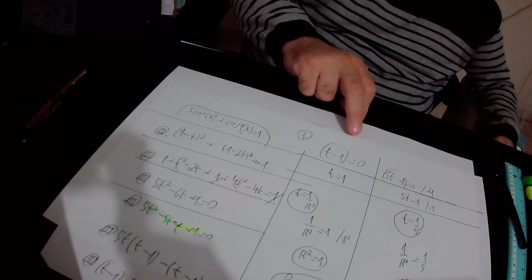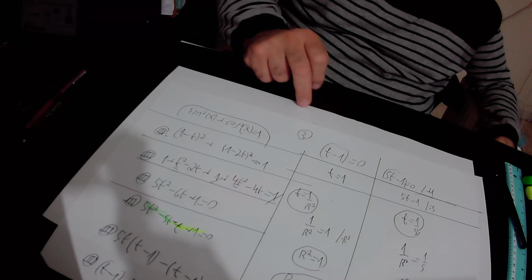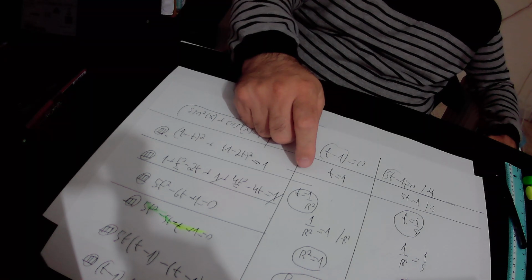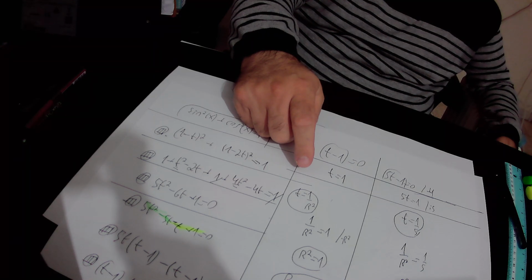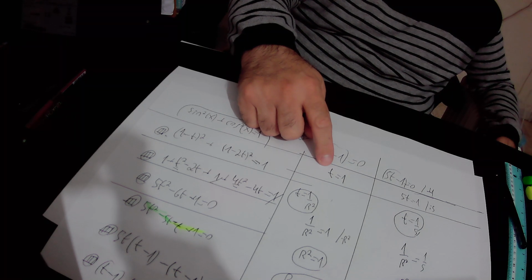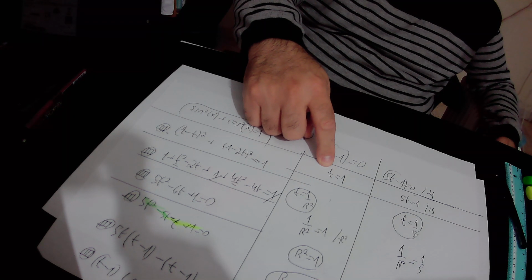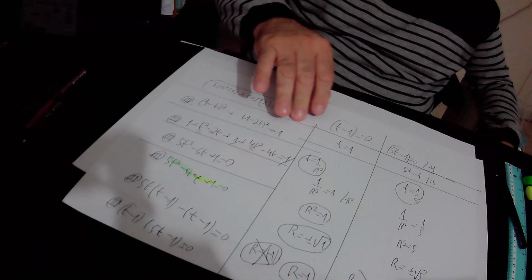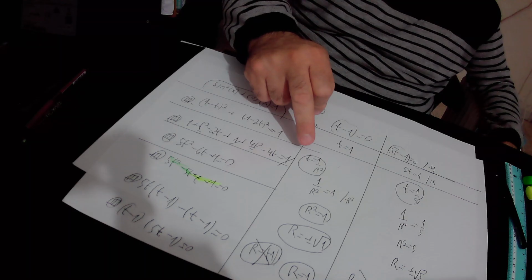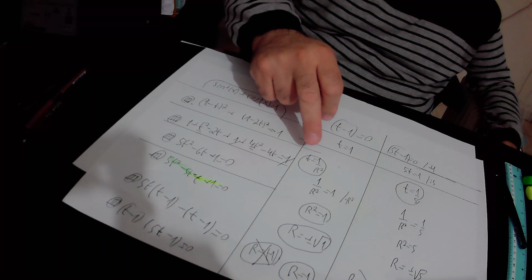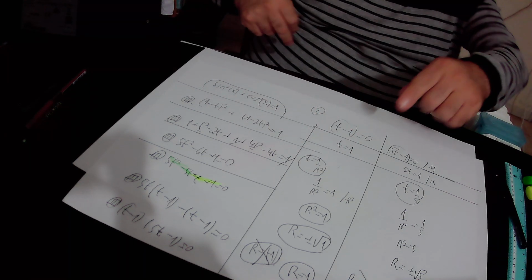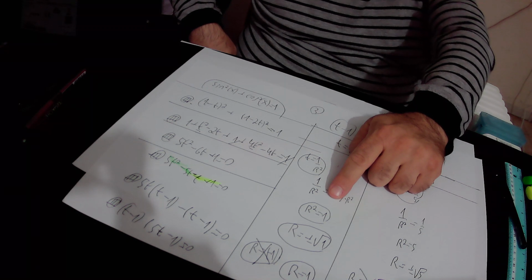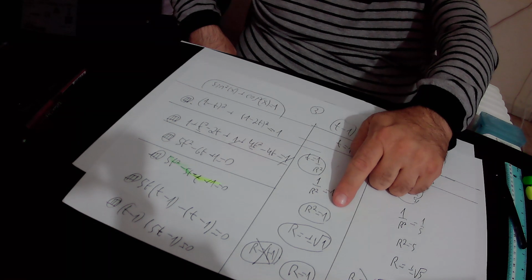So if t minus 1 equals 0, then t equals 1. And according to our definition, t equals 1 over r squared. So we substitute t by 1 over r squared here, and we got that 1 over r squared is equal to 1. Then we multiply this equation by r squared and found out that r squared equals 1. We took a root of this equation and found out that r equals plus or minus the square root of 1.